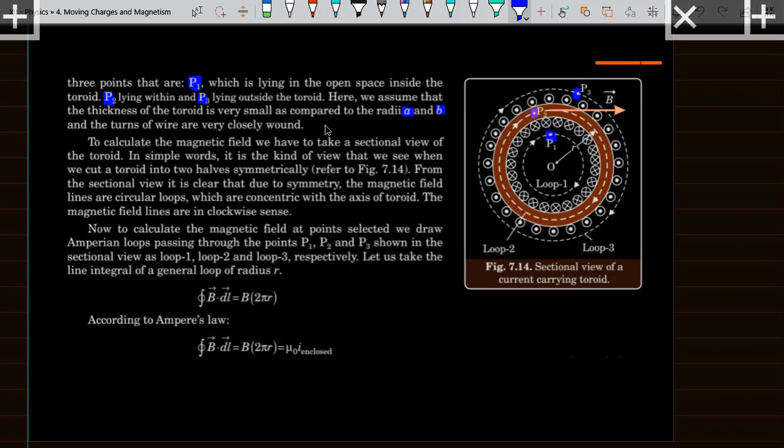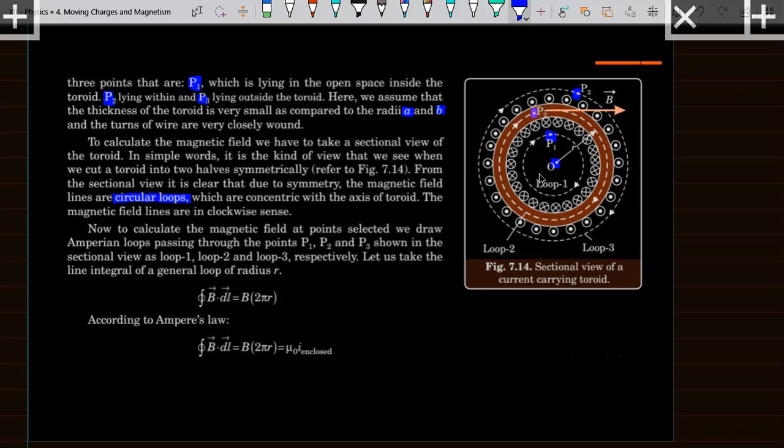To calculate the magnetic field, we have to take a sectional view of the toroid. In simple words, it is the kind of view that we see when we cut the toroid into two halves symmetrically. From the sectional view, it is clear that due to symmetry, the magnetic field lines are circular loops which are concentric with the axis of the toroid. So magnetic field lines are circular loops which are concentric with the axis of toroid.